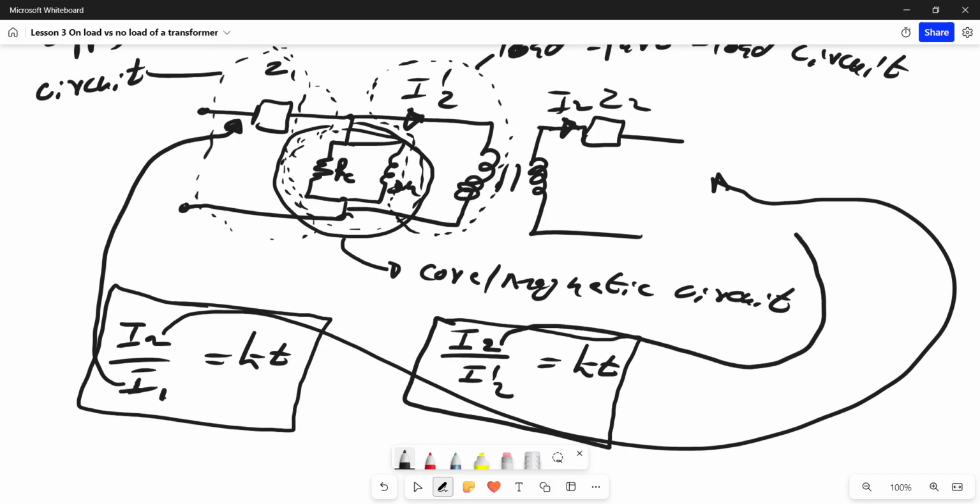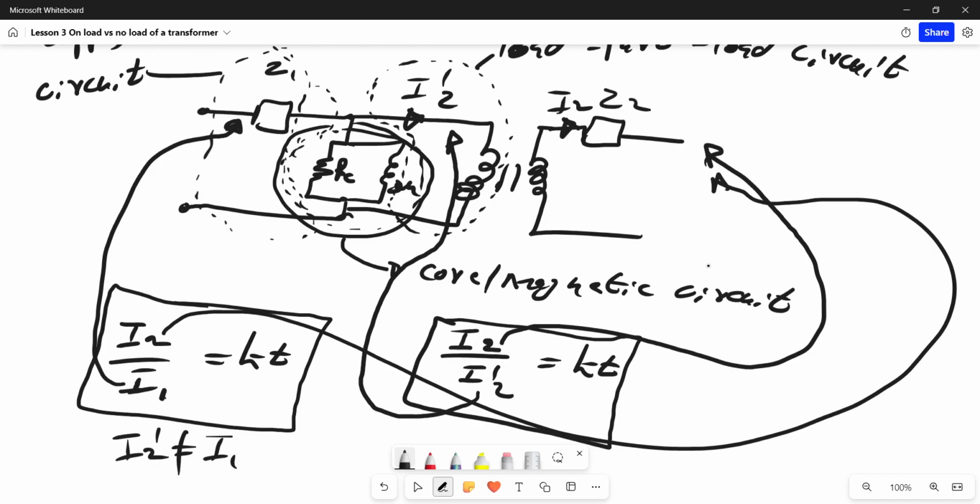The I2 is the same I2. But what is I prime 2? Can I say I prime 2 is the same as I1? Nope, I'm wrong. This is where sometimes it gets confusing in some calculations. So you have to understand that I2 over I prime 2 is the current here.